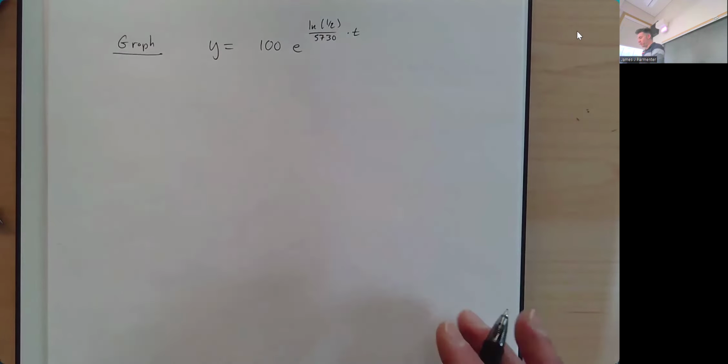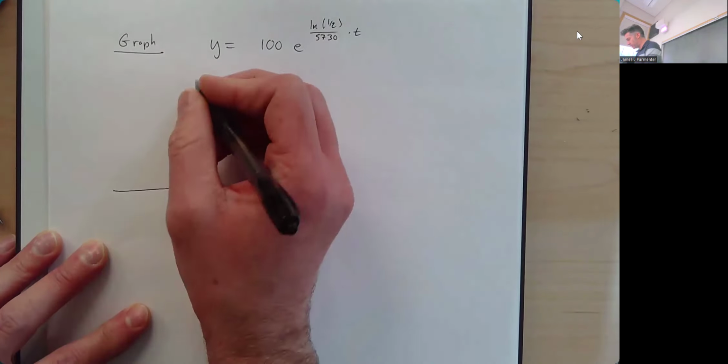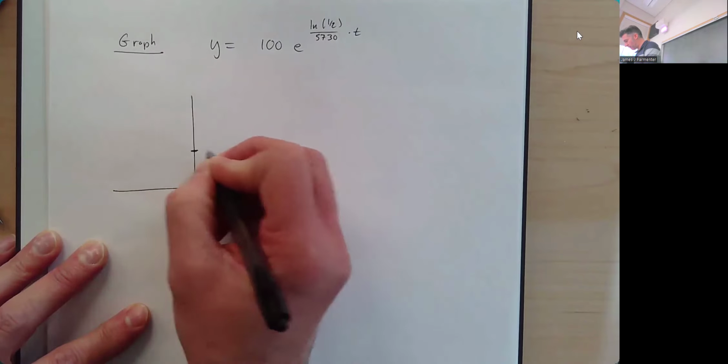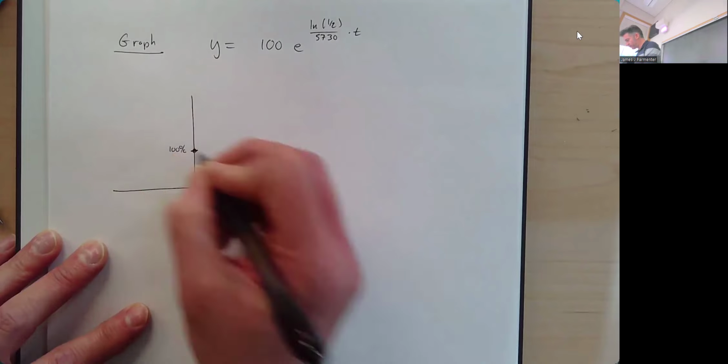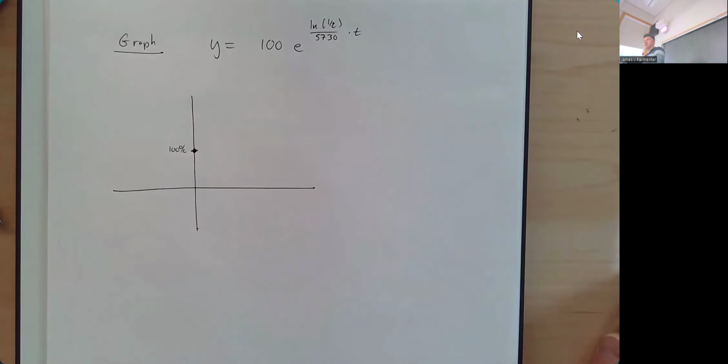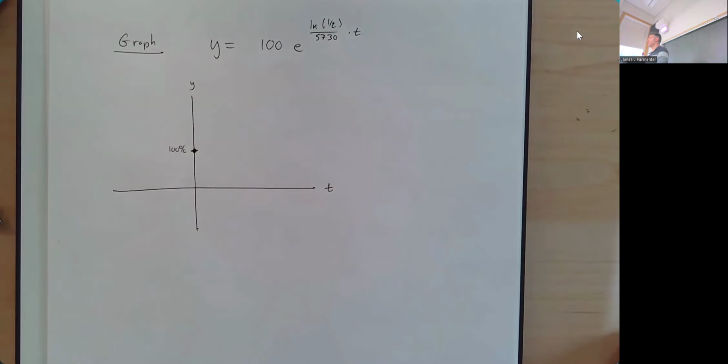So I know that on my y-axis, I'm going to have a y-intercept of 100%. We're starting at a t value of 0 and the y value of 100%. Do we have exponential growth or decay? Decay, right? It's radioactive. So we know that as time goes on, our graph should be increasing or decreasing?